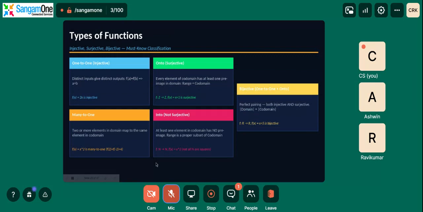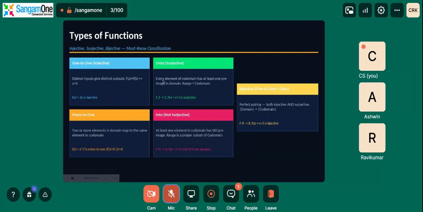Types of functions: injective, surjective, and bijective. One-to-one, or injective: distinct inputs give distinct outputs. f of a equal to f of b corresponds to a equal to b. An example is f of x equals 2x, which is injective because every element in the range is a multiple of 2.